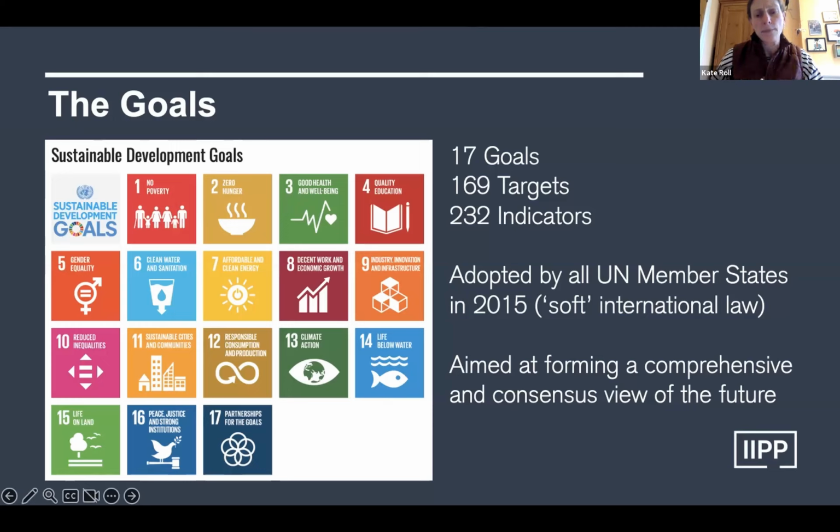The aim, the goal, is to form a comprehensive and consensus view of the future. The idea is that these are 17 goals that we can really agree on, that we can come around, and that can unite not only actors from lots of different countries, all the member states, but also can organize funders, can organize activists, can help get everyone on the same page and agreeing about what's important and what the future needs to look like.